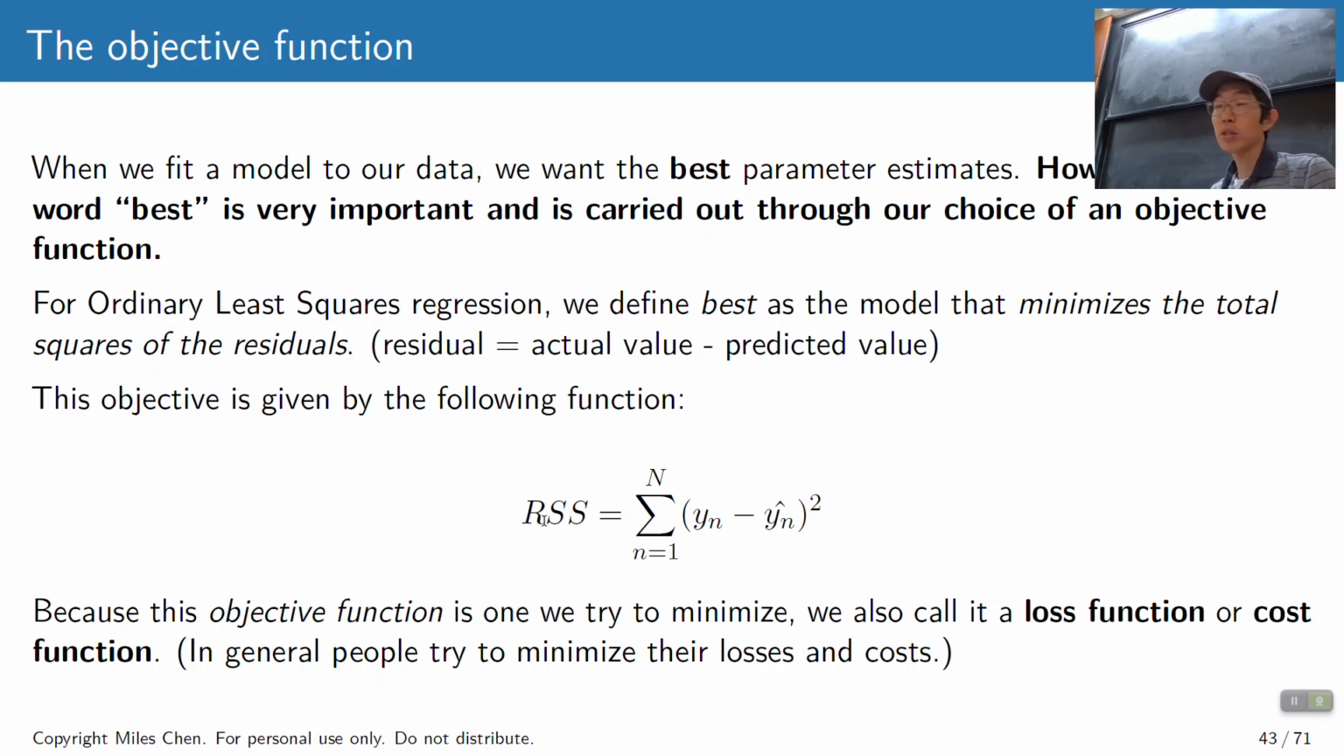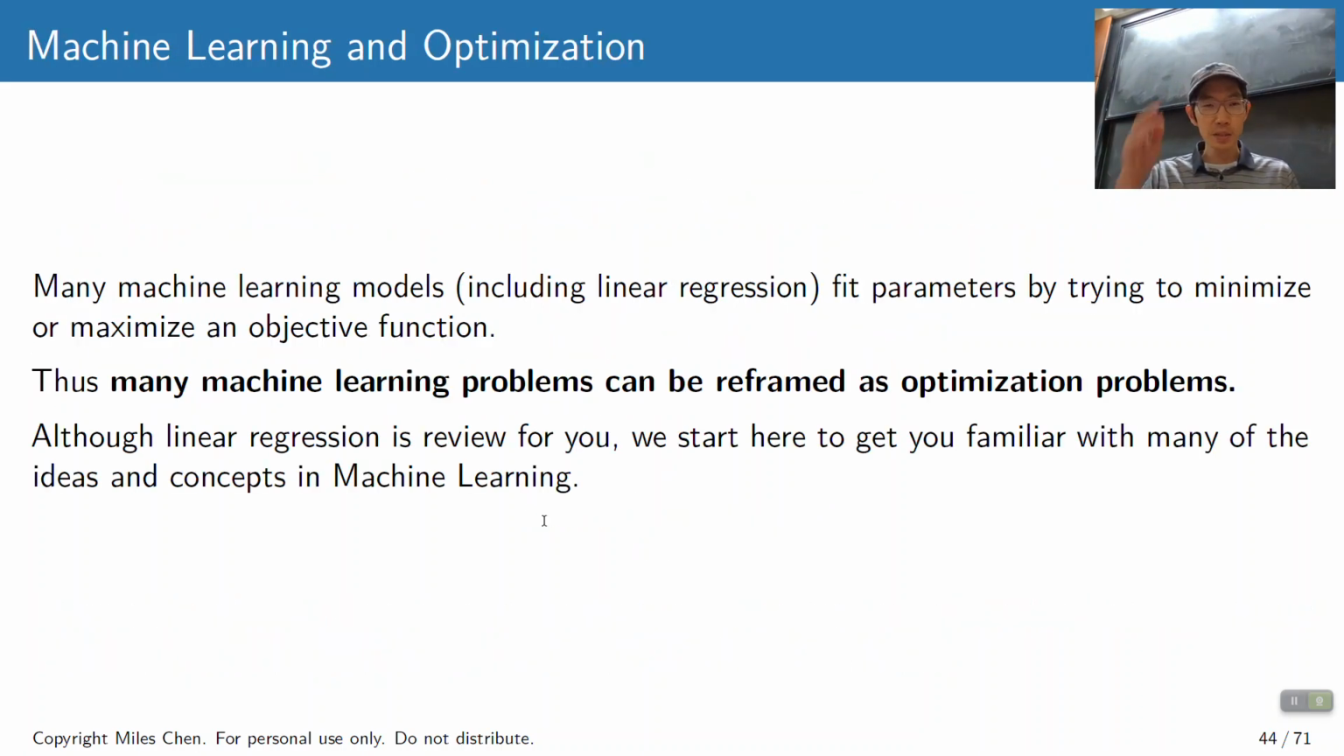This is our objective function, and we're going to try to minimize it. Sometimes this is called a loss function or a cost function. In other textbooks they'll say we define the loss as this, or we define our cost function as this, because generally we want to minimize our losses and our costs. So that's what we have.